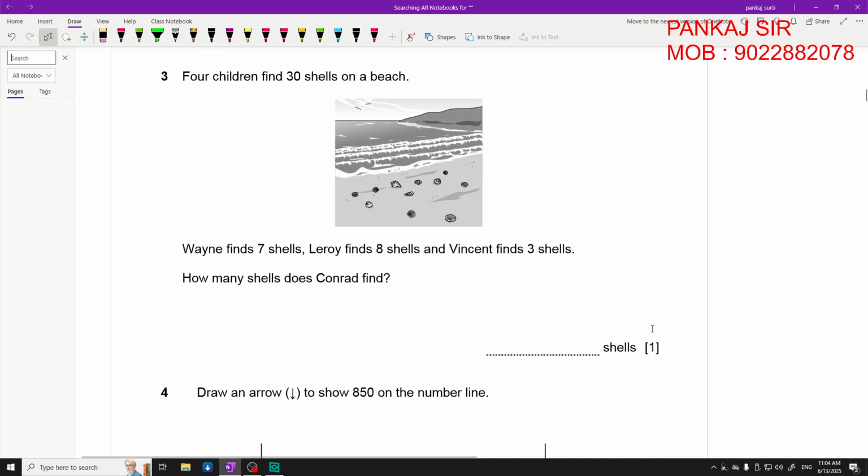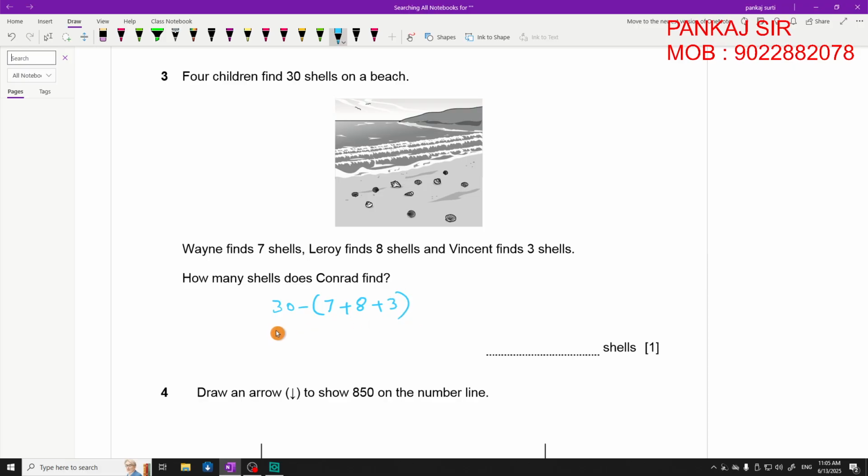Question number 3. 4 children find 30 shells on a beach, and Wayne finds 7 shells, Leroy finds 8 shells, and Vincent finds 3 shells. How many shells does Conrad find? Now Conrad is obviously the fourth person. So how many shells does he find will be a total of 30 minus 7 shells were found by Wayne, 8 shells were found by Leroy, and Vincent found 3. So it will be 7 plus 8 plus 3.